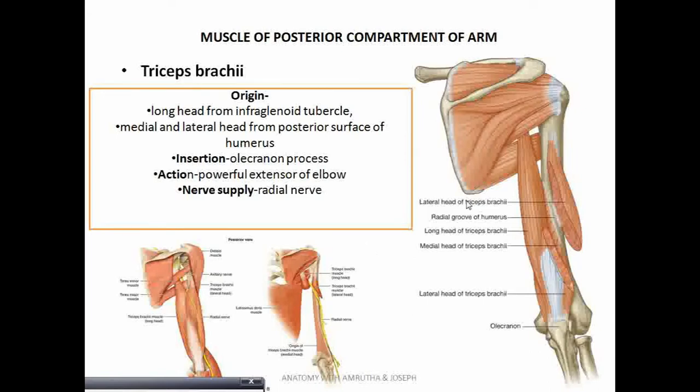Insertion to the olecranon process of the ulna. Action: powerful extensor of the elbow, and the nerve supply is the radial nerve. Radial nerve is the largest nerve from the brachial plexus that passes through the radial groove.